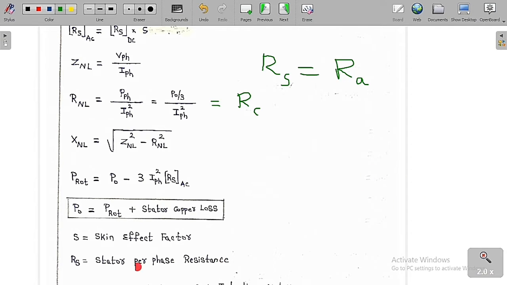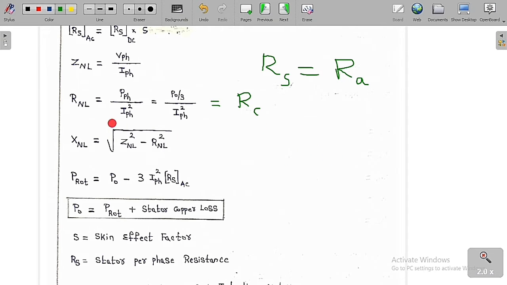You can call anything. So basically R1 is called the stator resistance per phase. I have already told you here RL is nothing but RC. RC is called the core loss component of the resistance. It is RC because it is a shunt branch parameter, RC and Xm. So only RC is going to consume the power, but not the Xm.